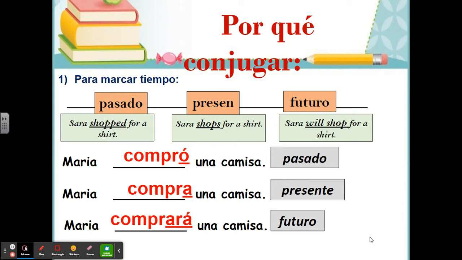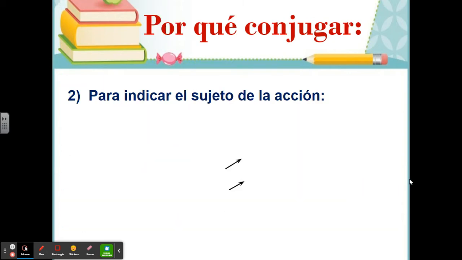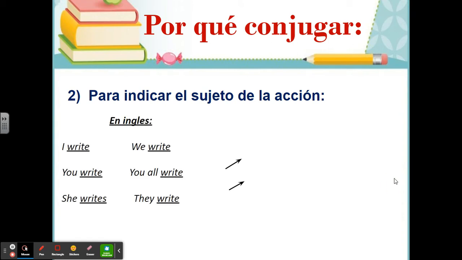This is all Maria, but 3 different letters. Like, why? If it's all Maria, why Spanish? Why are you complicating our lives? It's really not. Those different letters and accents change up the time frame that something's happening. It's still Maria doing all of it, but it's Maria in her past, present, and future. Oh, Maria, you've really come a long way. You're continuously buying a shirt. Indicating subject, meaning in English, all this is right. I still don't know who did it though. I write, you write, she writes.